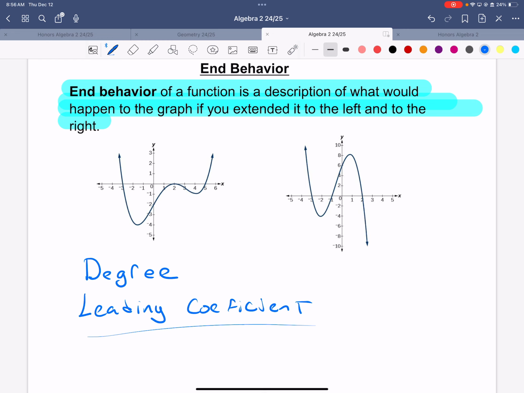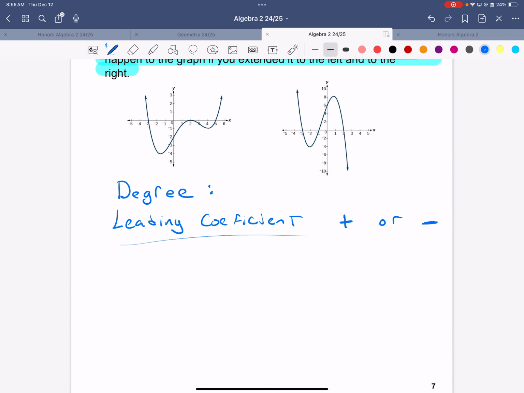With the degree, that's obvious. We just look at the degree. But with the leading coefficient, all we want to know is if it's positive or negative. So I don't need to know what the leading coefficient is. I just need to know if the leading coefficient is positive or negative. There are 4 different types of graphs you could have. So these need to go into your notes. D is going to stand for degree from now on.